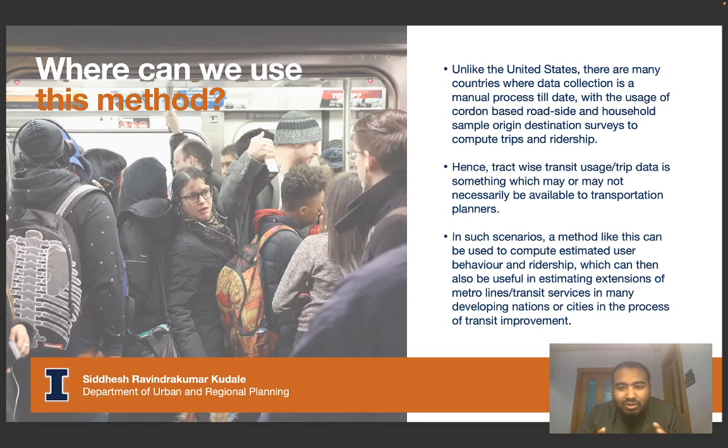So if we use this method, since having a large scale sensor-based data collection system is still a long way to go, depending upon investments and other factors. It is a time consuming process as well. It will need a lot of time. So as of now, for certain studies where tract-wise transit trip data is not available, we can use this method to compute estimated user behavior and ridership, which can then also be useful in estimating extensions of metro lines or even adding new bus routes in many developing nations or cities that are in the process of transit improvement. So hopefully.